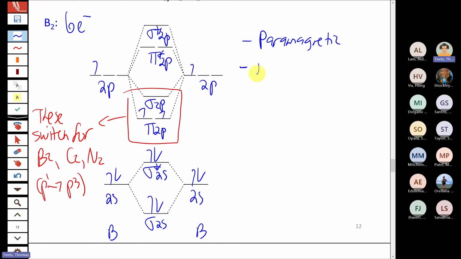And then the bond order for this would be, we have 6 total electrons. 4 of them are in bonding orbitals. These two down here in sigma 2s, these two up here in pi 2p are all in bonding orbitals. The other two, the two that are in sigma star, are antibonding. So we get a bond order of 1.